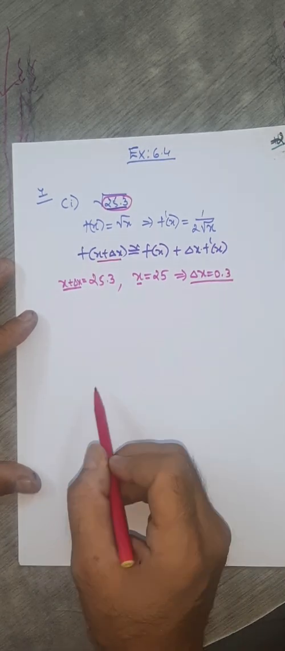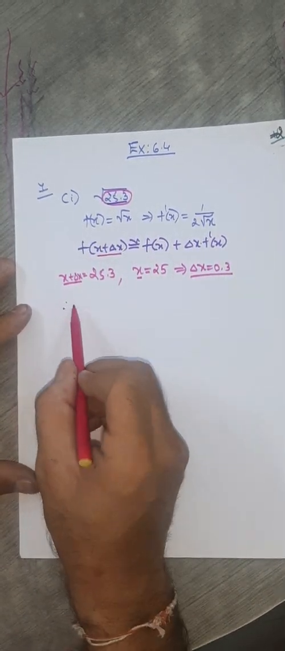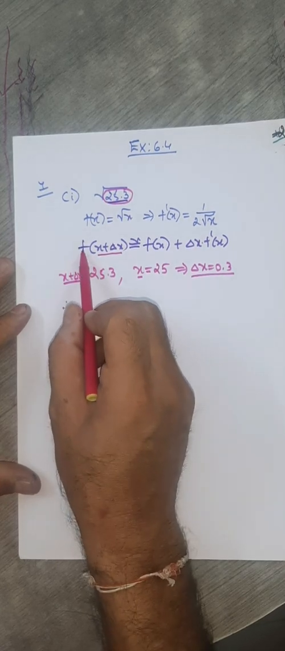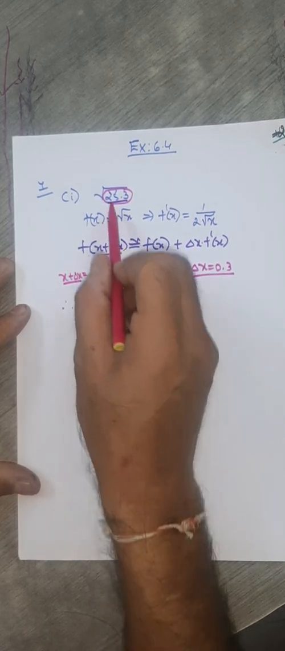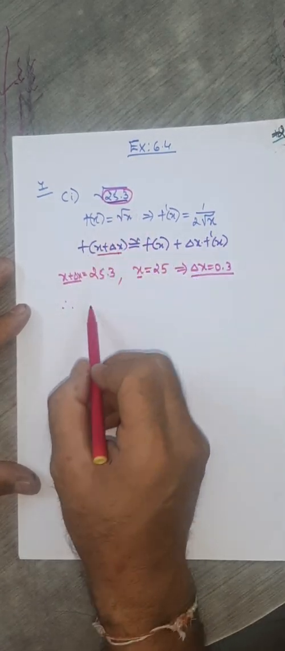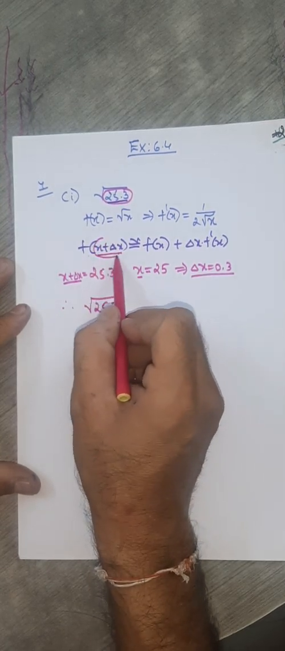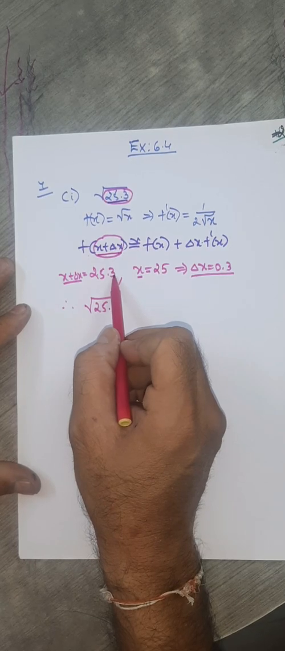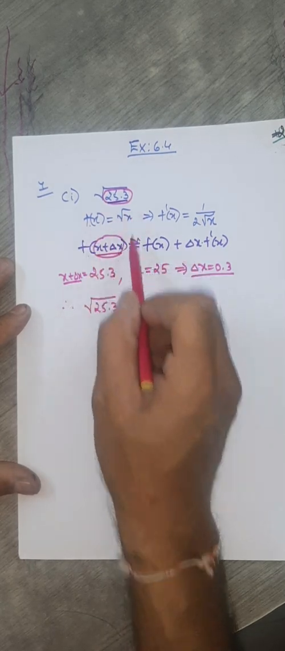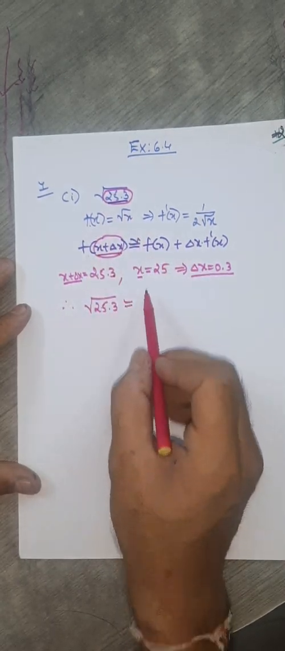Okay. Now we put everything here. So f of 25.3, but f means root. So it will be root of 25.3. Got it? This is how much? 25.3. And the function is root. So root of this. This is what you want.